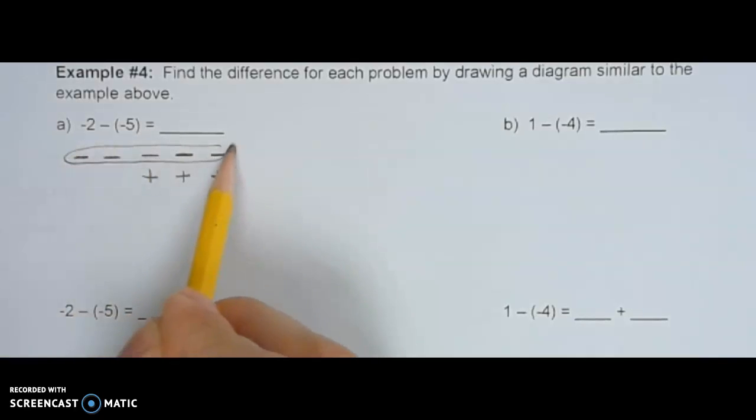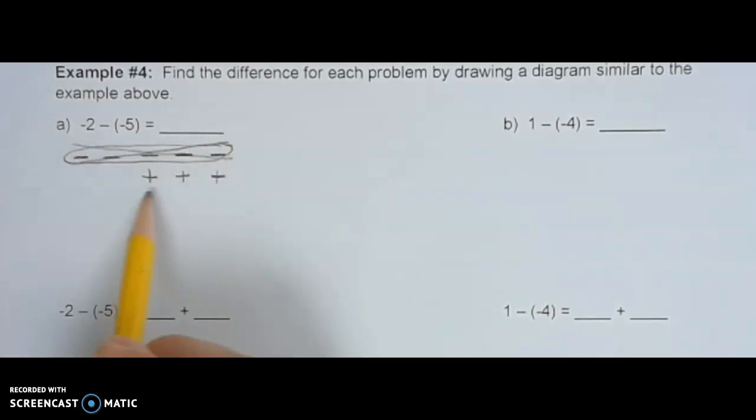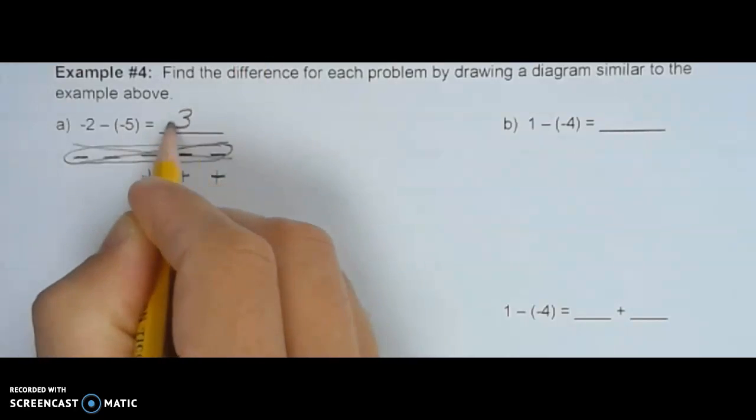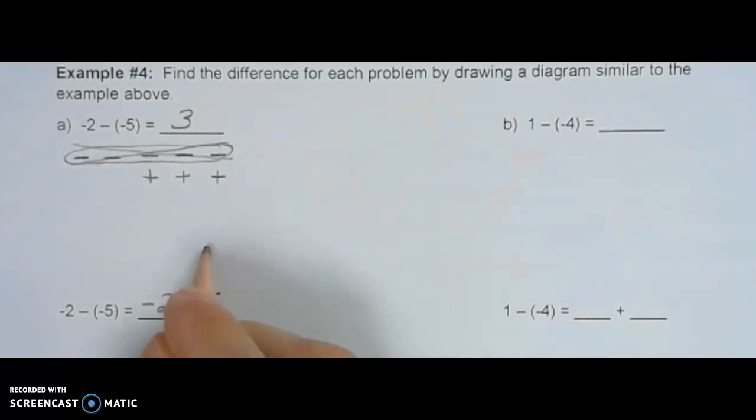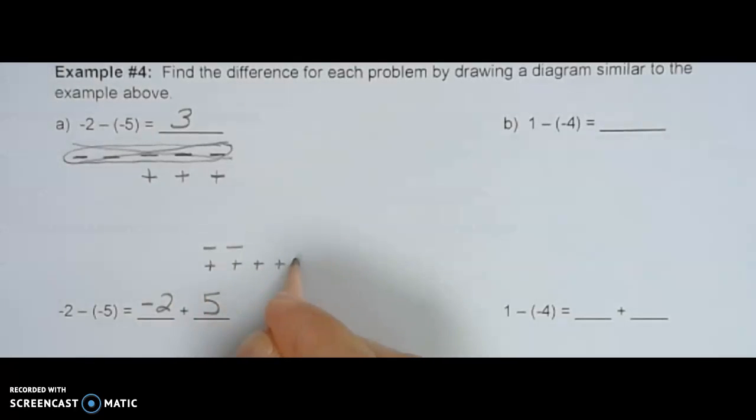So I'm going to get rid of those. And my answer, notice, is positive 3. The addition problem that this is related to: if I start with 2 negatives, in order to end up with 3 positives, I have to add 5 positives. 2 negatives, add 5 positives. Get rid of your 0 pairs, and there's the 3 positives, okay?